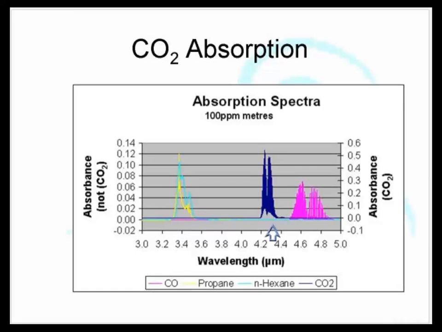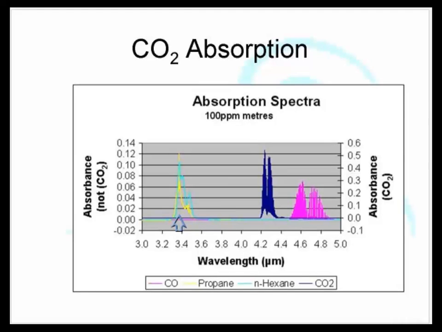Different things absorb in different frequencies. Carbon dioxide is absorbed here in around about the 4.2 nanometer wavelength. So carbon dioxide absorbs infrared light in the 4.2. Carbon monoxide absorbs infrared in the 4.6. Propane, for instance, absorbs infrared in the 3.4.